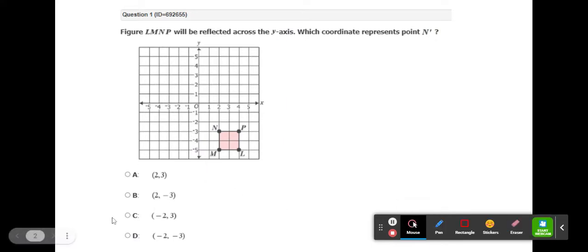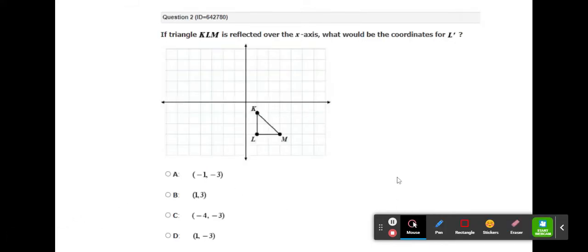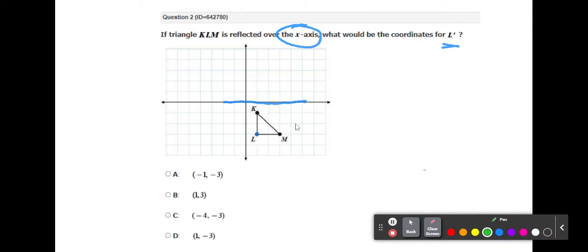All right, question 2. If KLM is reflected over the x, so let's highlight my x-axis, what would be the coordinate for L? I'm only going to move this guy. I'm going to count how far he is away from my line of reflection. 1, 2, 3. And I'm going to go that same distance on the other side. 1, 2, 3. And the new L will be located at 1 to the right, 3 up.